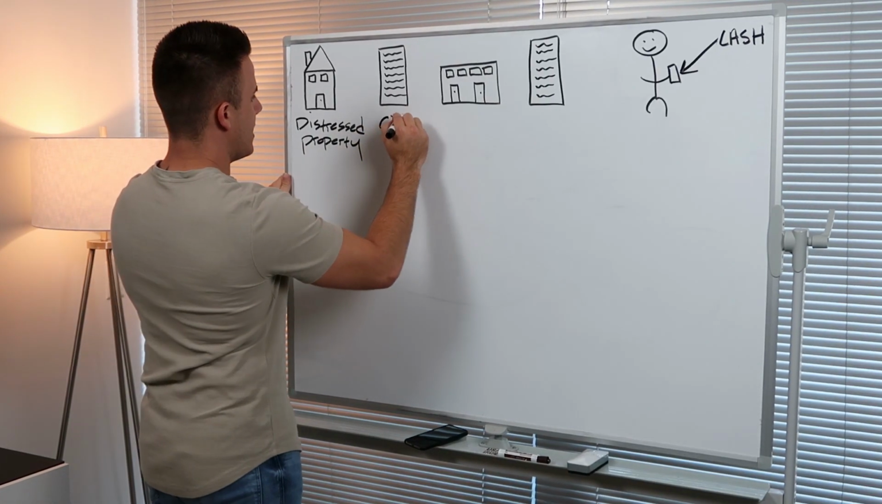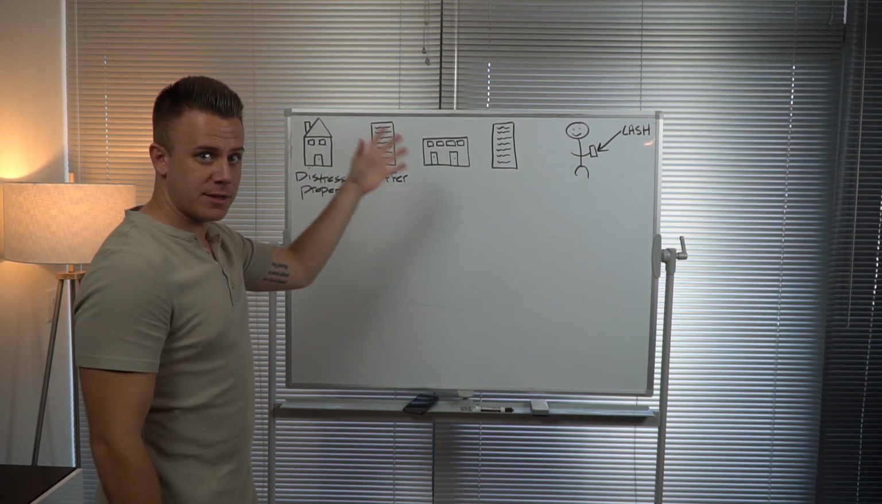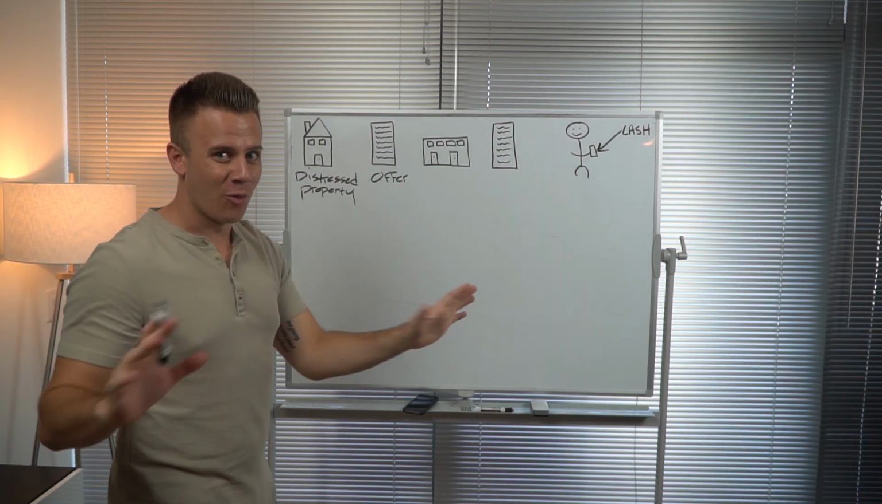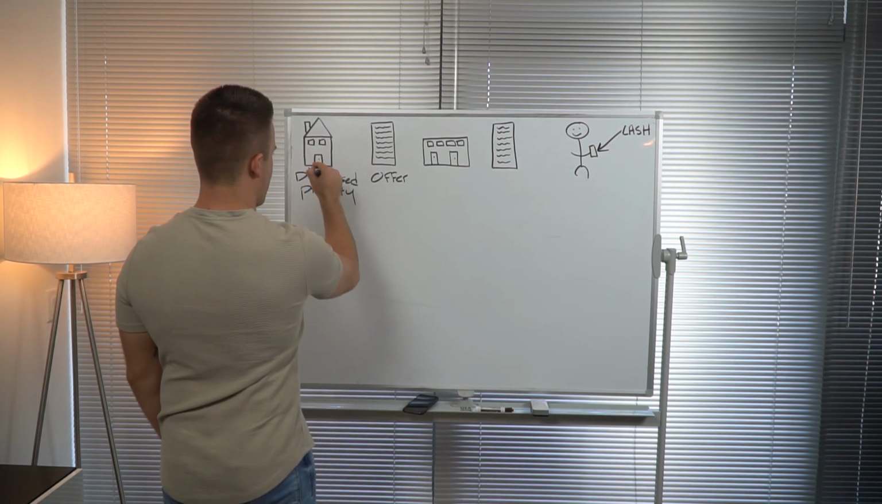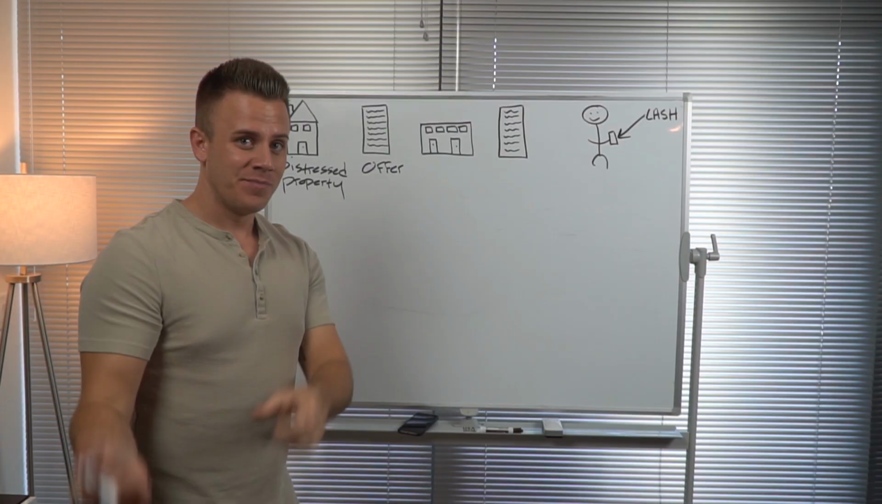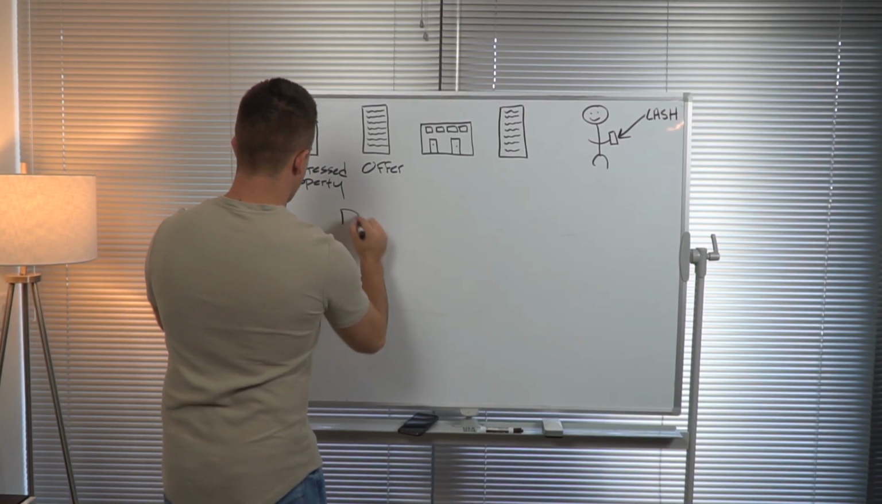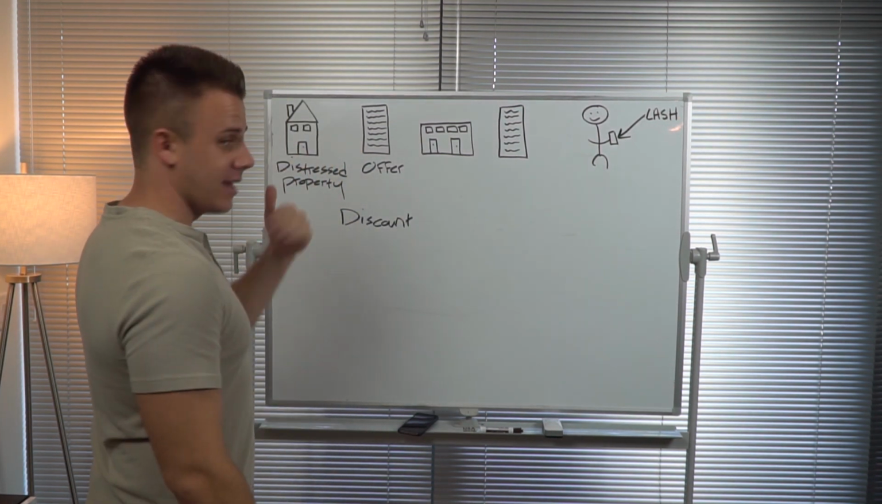This right here would be an offer. So we're making an offer to buy that distressed property. Now, before you freak out, we're not actually gonna buy the property, just stay with me here. We're gonna make an offer to buy the distressed property. The seller is gonna agree to sell that property at a discount, to us.